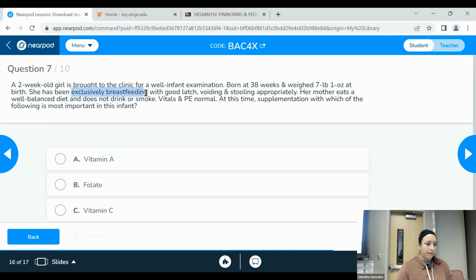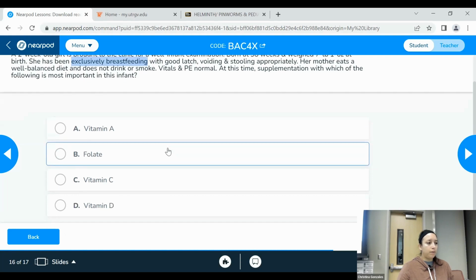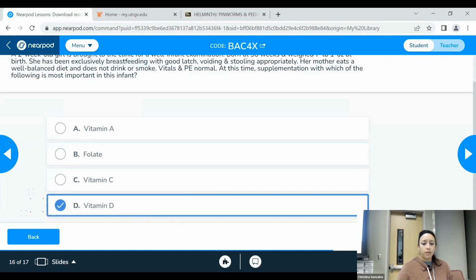Exclusively breastfed babies tend to be a little bit deficient in vitamin D because vitamin D is not excreted in breast milk. So that would probably be the answer here, vitamin D.